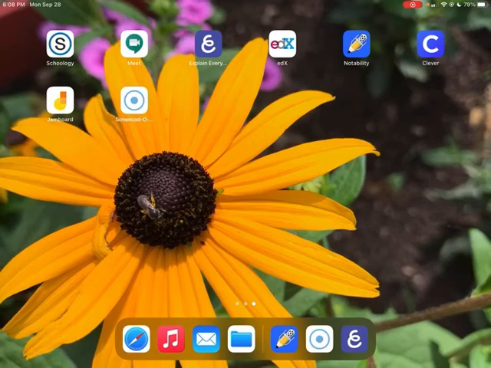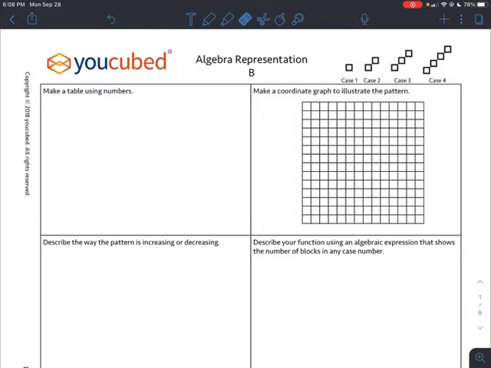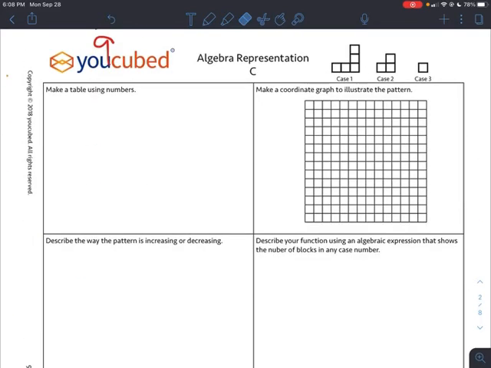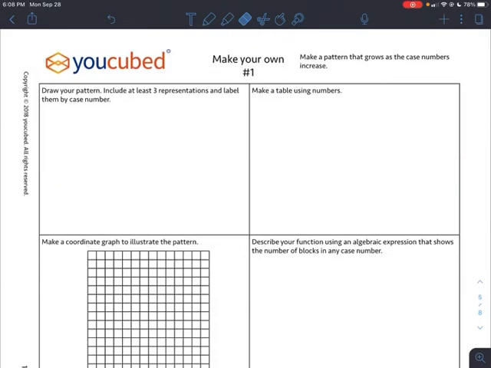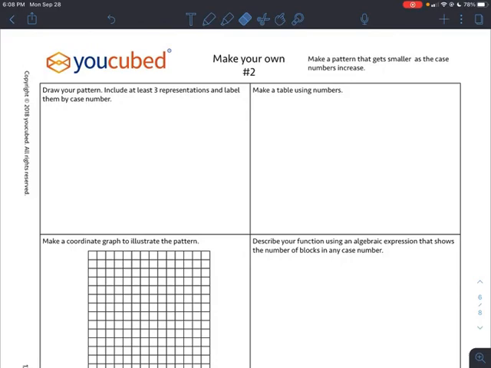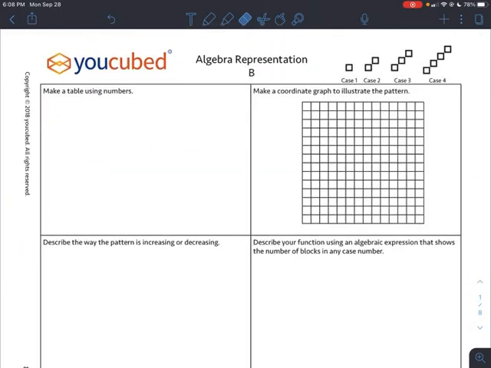All right, so we will go into Notability and do the assignment for today. Here it is, right? So I have algebra representation B, C, and then that's some work, D, and then a make your own 1 and a make your own 2. And so we will be doing, there's 5 problems here. I will do 1 of them and you guys will do 4 of them.